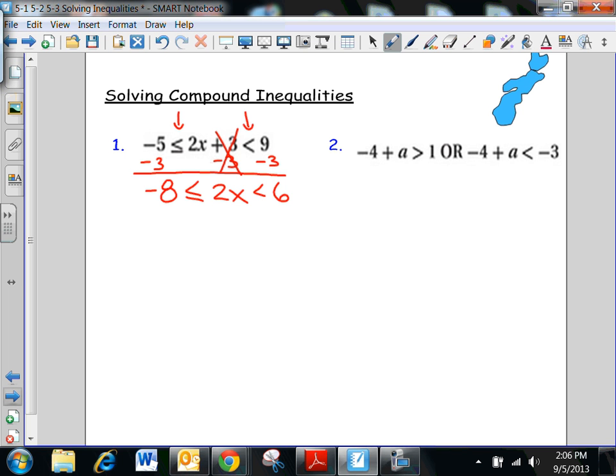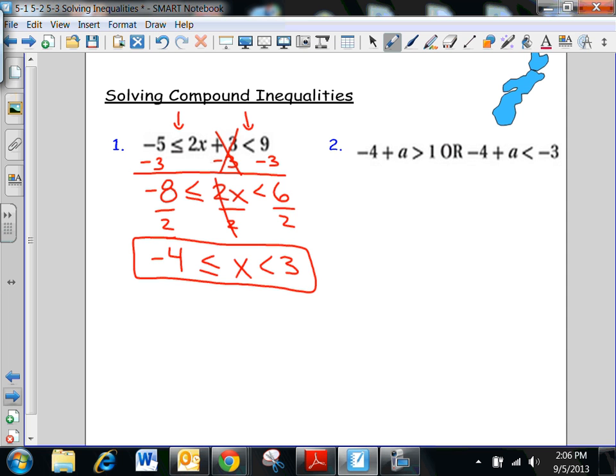Then I'm going to divide by 2, all three sides. Cancel. I'll get x in the middle, less than 3 on the right, and greater than or equal to negative 4 on the left. So this is one way of stating the answer.